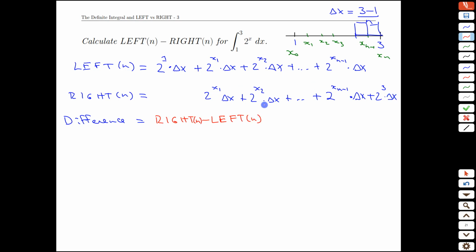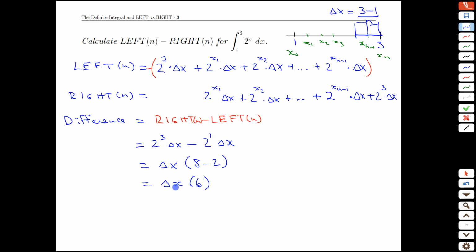If we take all of these and subtract all of these, imagine putting a big negative sign in front of all this. This minus this is going to cancel. This minus this, they're perfectly matched all the way along, except for the 2 to the 3 times delta x. And then we would subtract the one remaining term, the 2 to the 1 times delta x, or delta x times 8 minus 2, or delta x times 6.